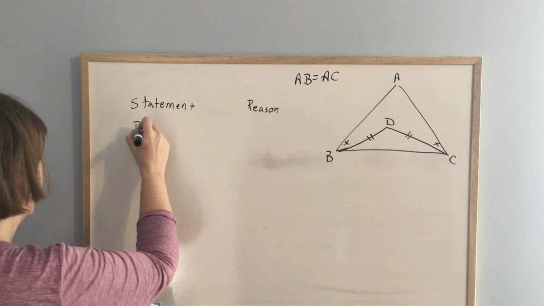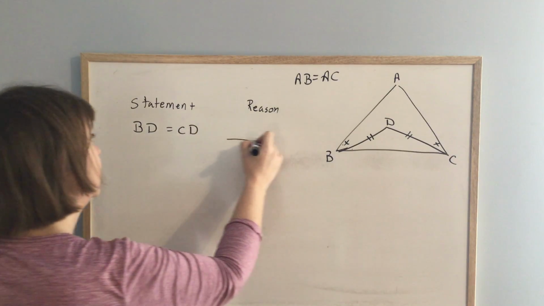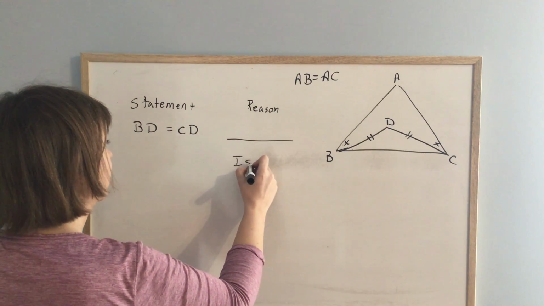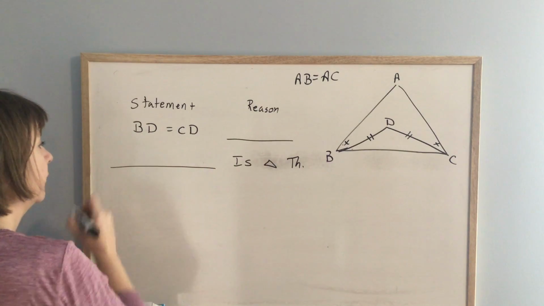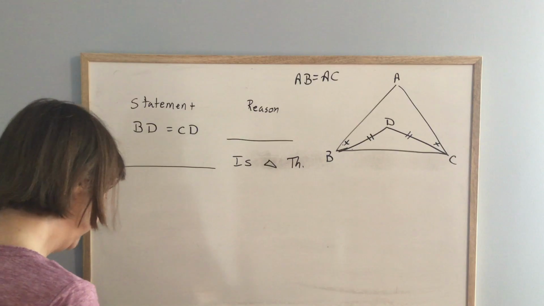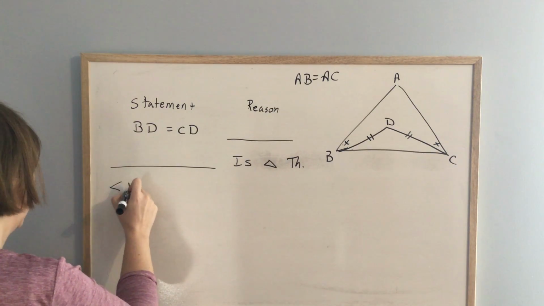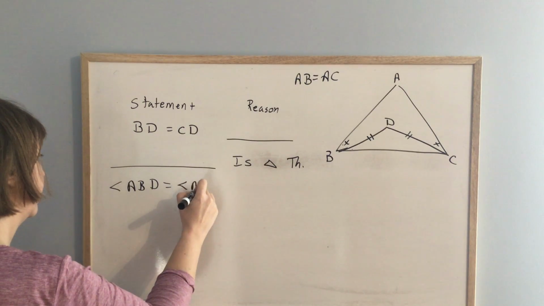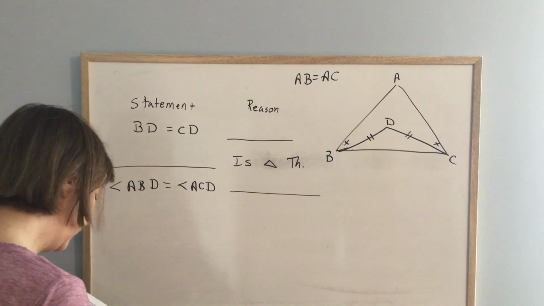We're going to do, they have a statement, BD is equal to CD. You have to come up with a reason. Then they say isosceles triangle theorem, and based off that, you have to give what the statement that would go with that reason would be. Then they say angle ABD is equal to angle ACD. And again, they want a reason for that.